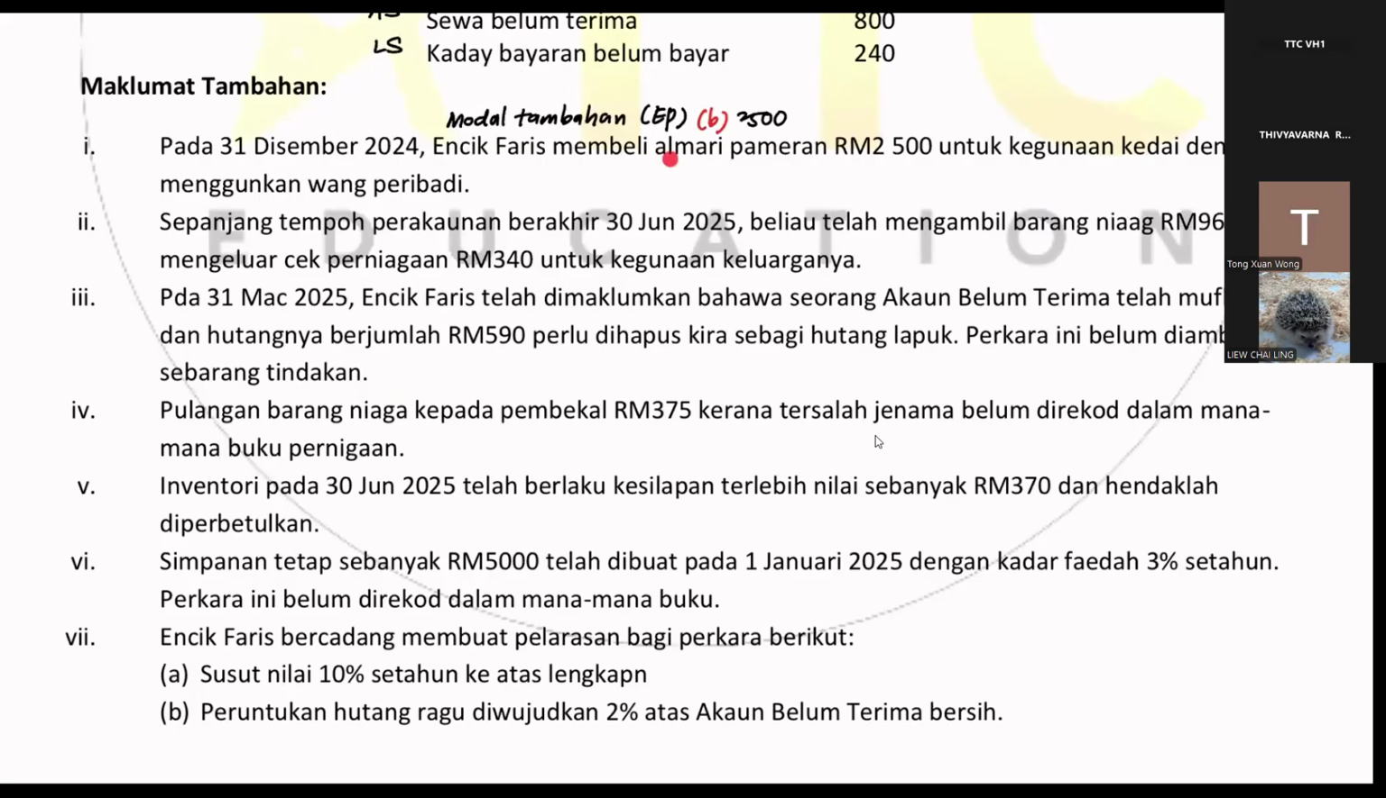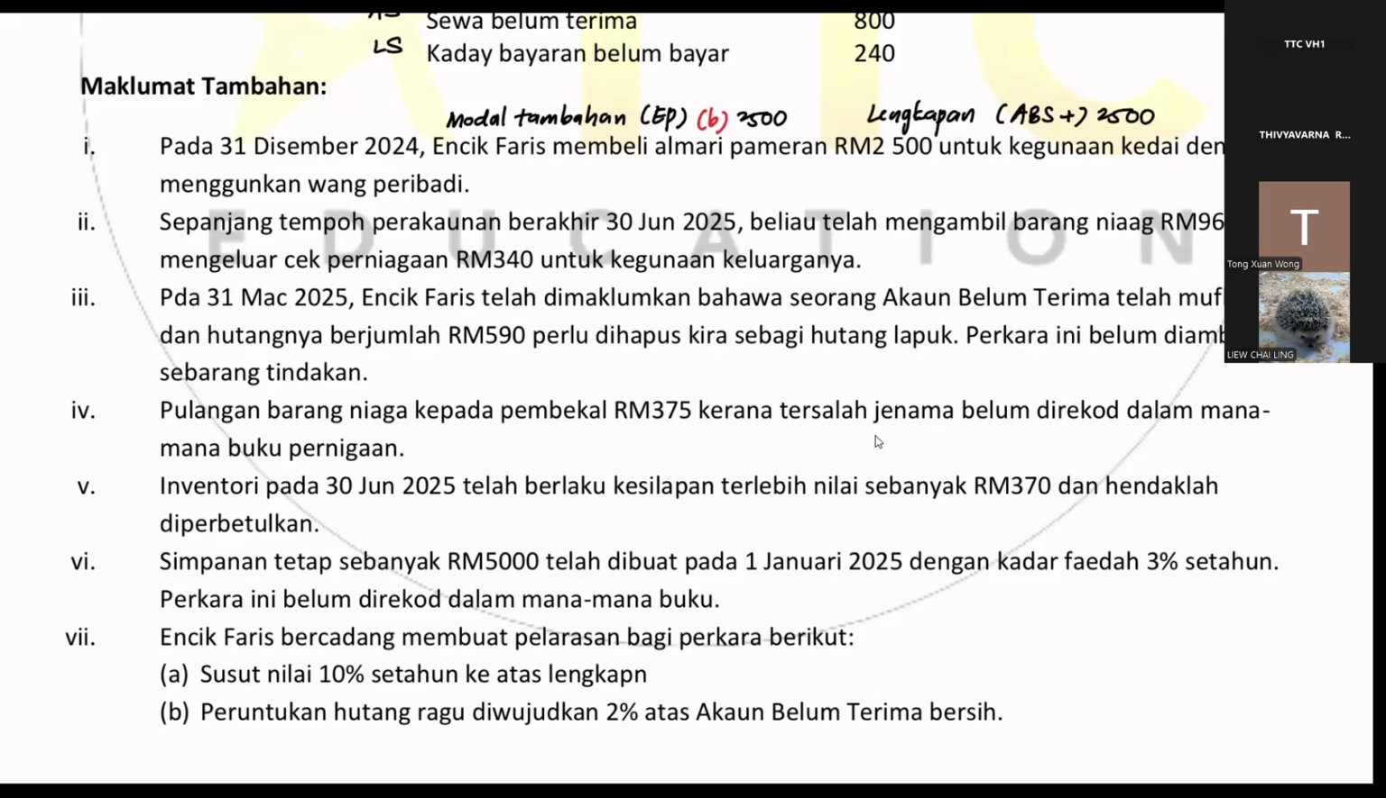Second account, the boss, no matter how, still buy Almari Pameran for business use. And Almari Pameran is considered as lengkapan. Lengkapan klasifikasi ABS. And when we buy lengkapan, lengkapan will get more. So increase by 2,500. Okay, done. Every pelarasan at least record twice, right?